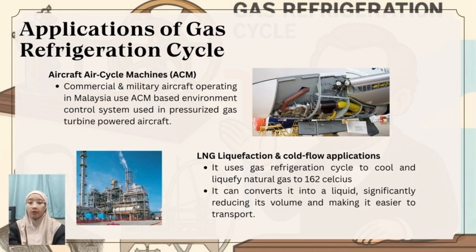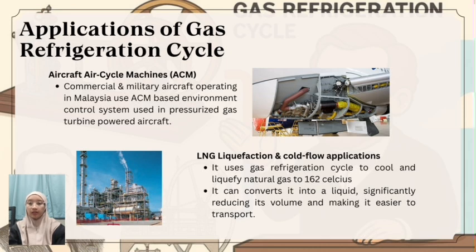So the second is, we have application in the liquefaction of LNG, which is liquefied natural gas, and other cold flow processes. In this case, the gas refrigeration cycle is used to cool natural gas down to minus 162 degrees Celsius, transforming it into a liquid.